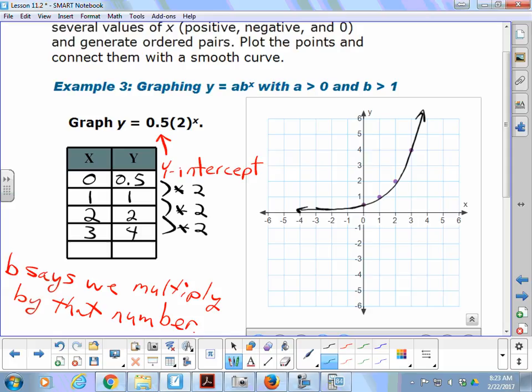So we'll start with the y-intercept, and then just multiply by whatever the value of b is each time. Plot a few points, draw a graph, and the thing to remember is that whenever b is greater than 1 and a is greater than 0, it's always going to be exponential growth, so the graph is going up.